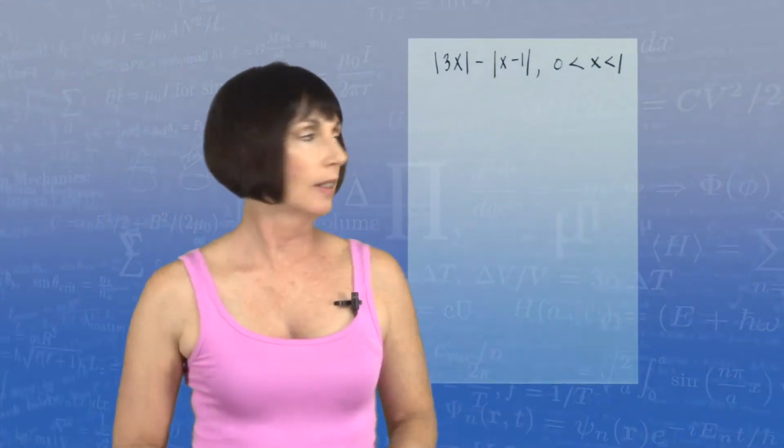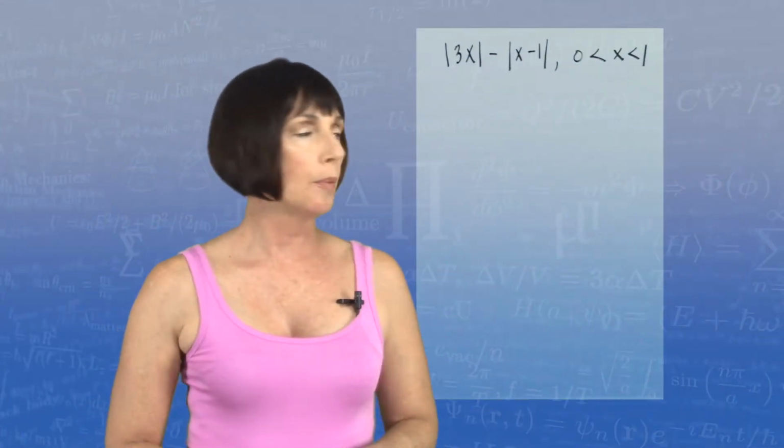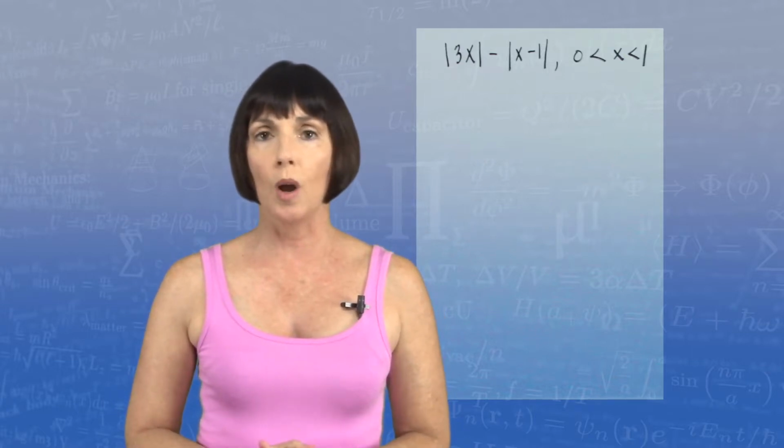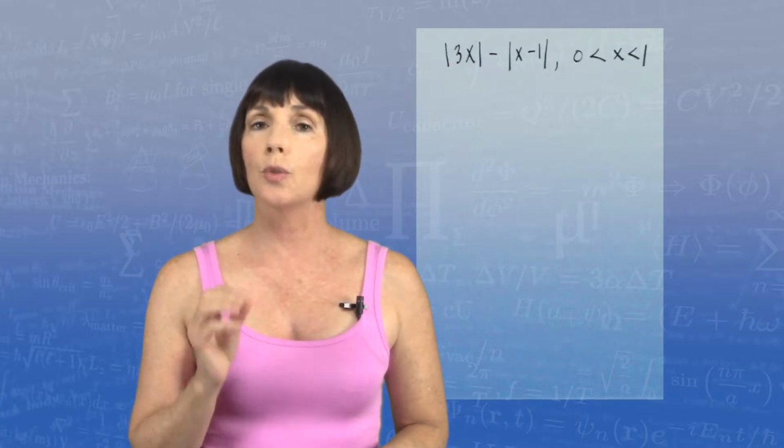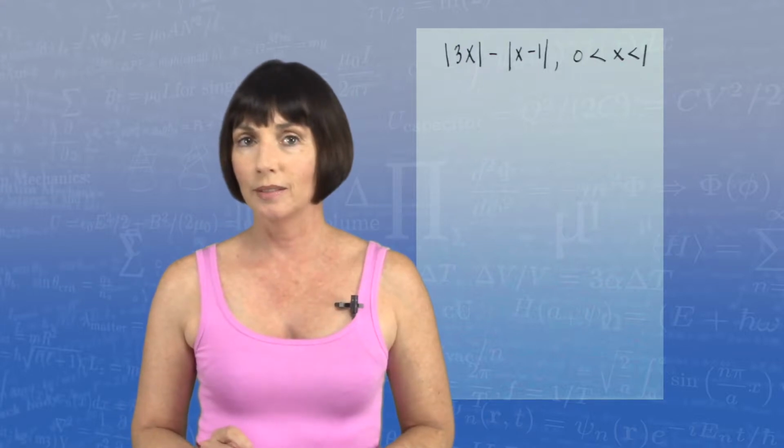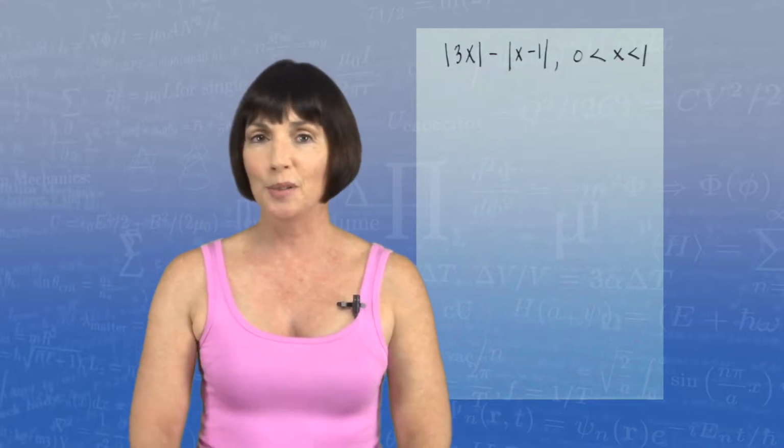Okay, it's your turn. Simplify this expression: the absolute value of 3x minus the absolute value of x minus 1, given that x is greater than 0 and less than 1. You give it a try, and I'll be here when you're ready.